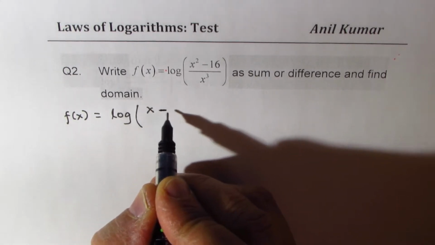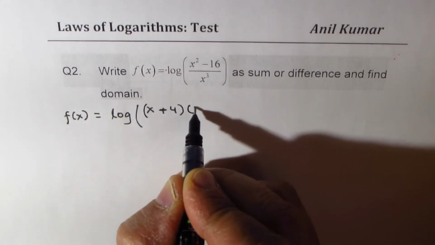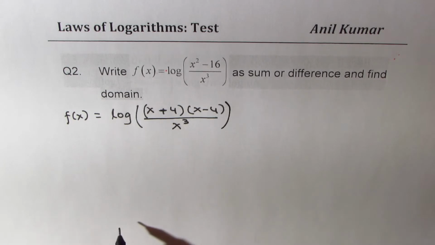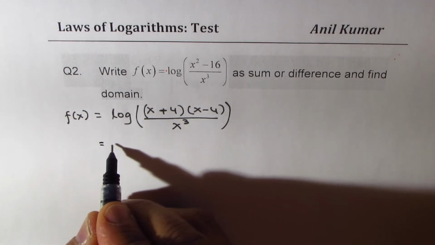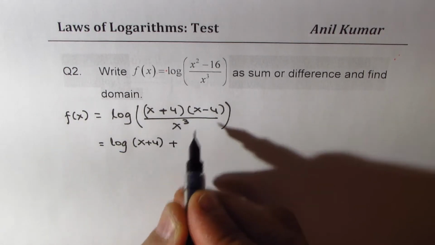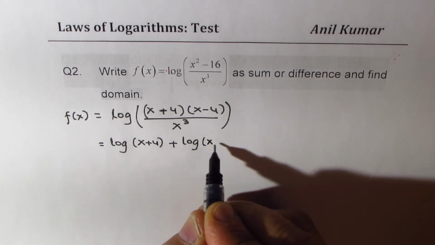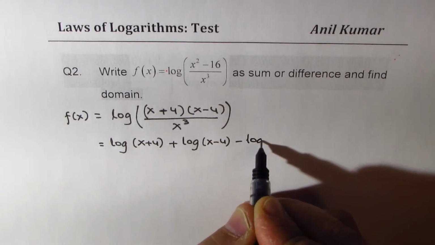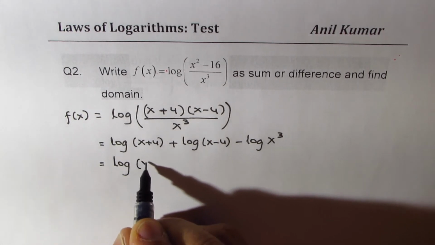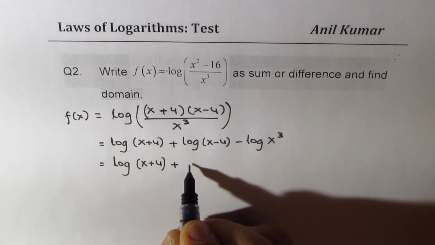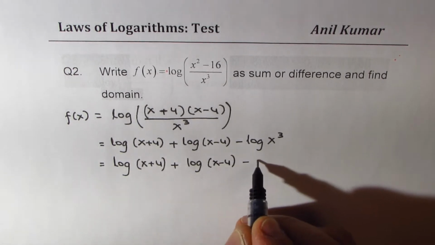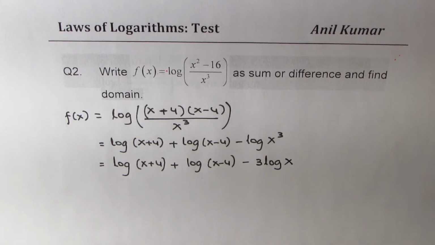So let's first write this in the factored form. So we could say this is x plus 4 times x minus 4 over x cubed, right? And from here, we can write this as log of x plus 4 plus, since it is a product, log of x minus 4 minus log of x cubed. And then we may write this as log of x plus 4 plus log of x minus 4, and applying the power rule, 3 log of x.